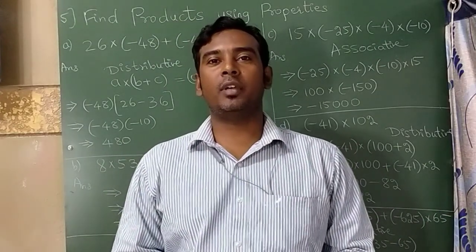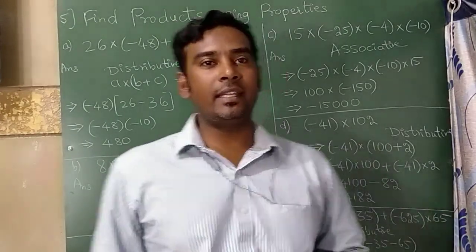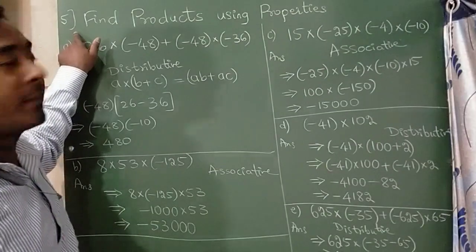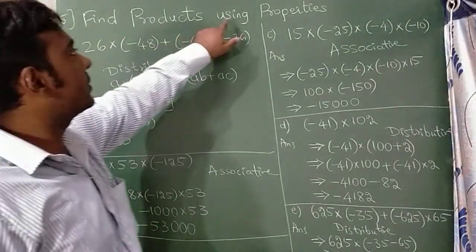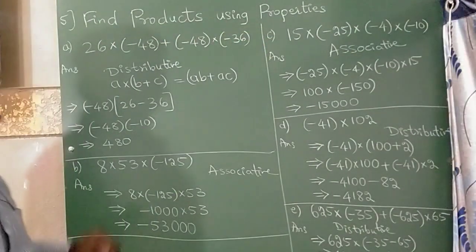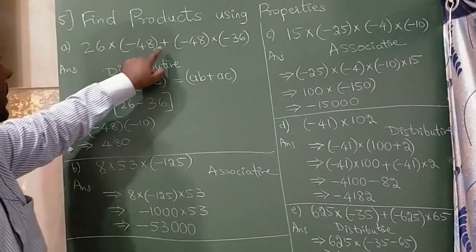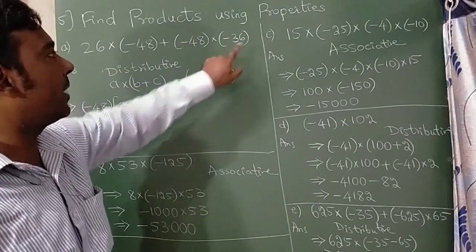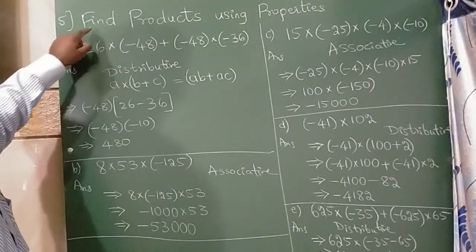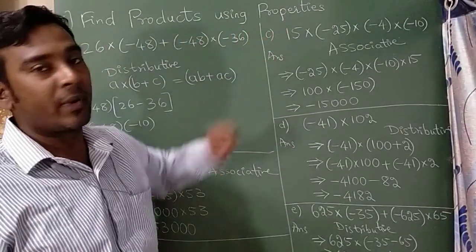Today I am going to explain exercise 1.3 fifth sum. Find products using the properties. Now the first question is 26 into minus 48 plus minus 48 into minus 36. This is the question. You need to find the product but using the properties.